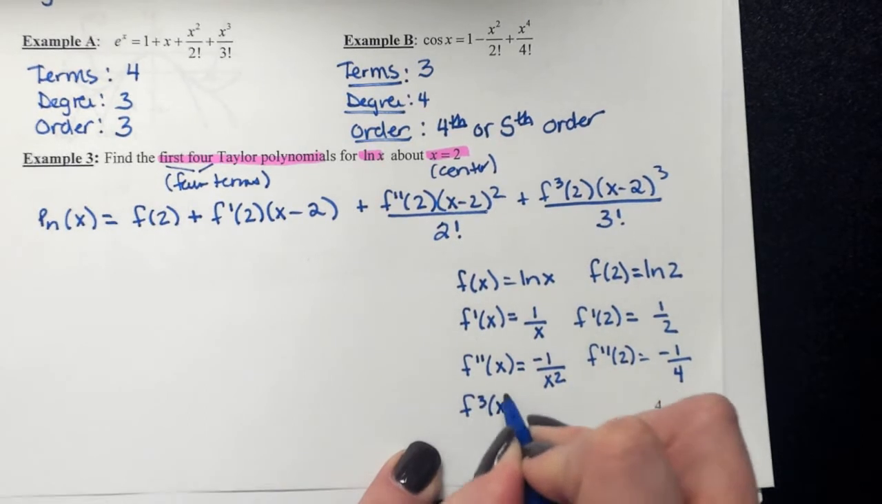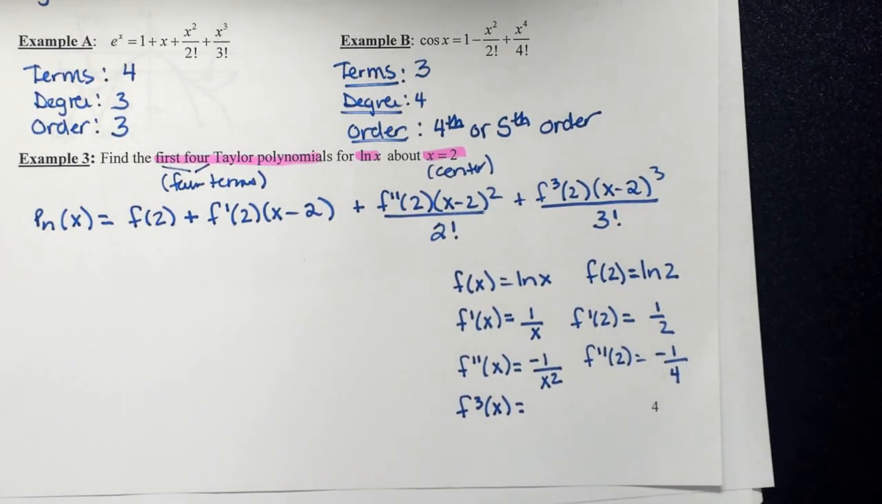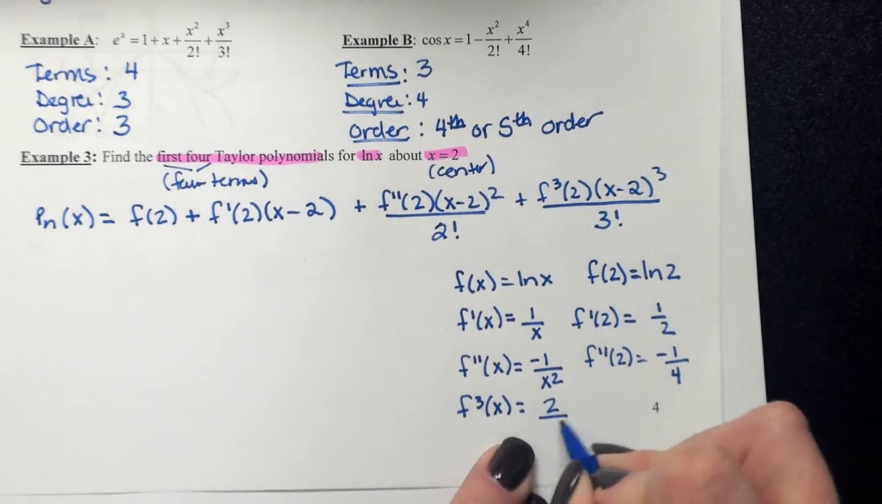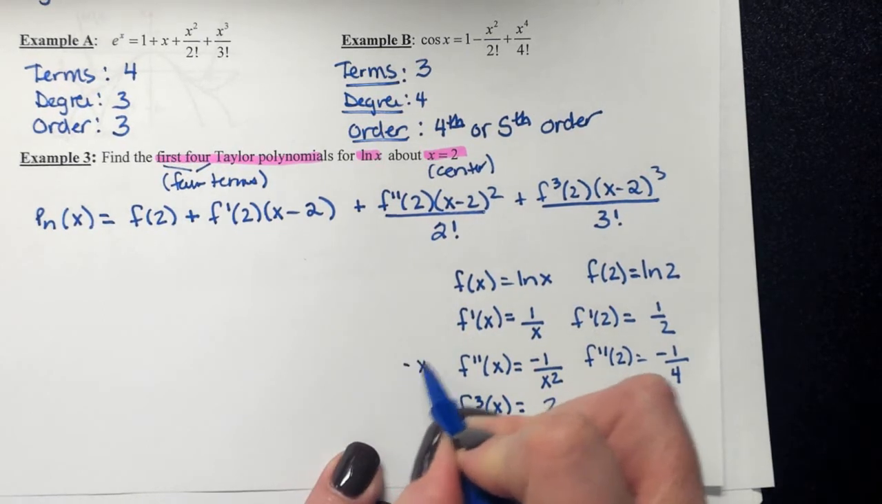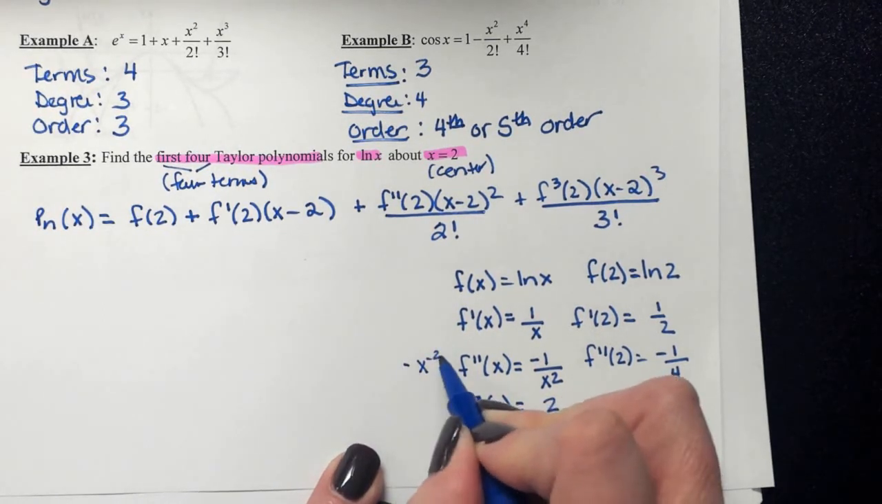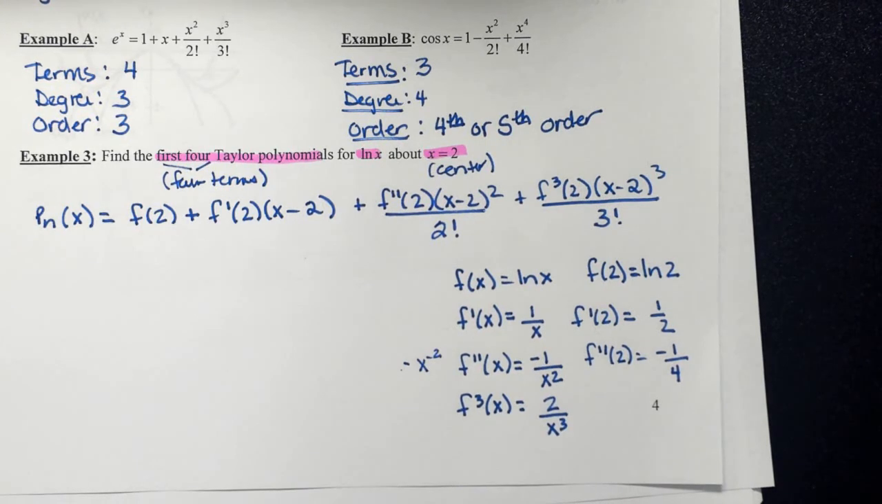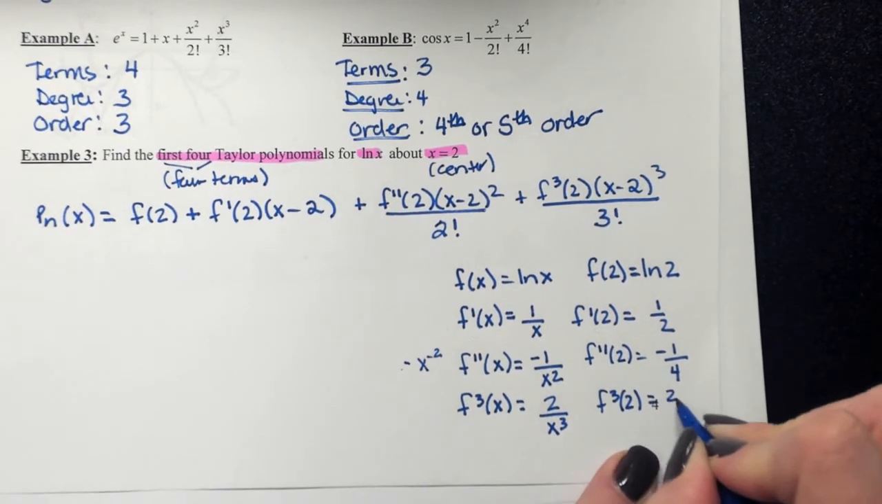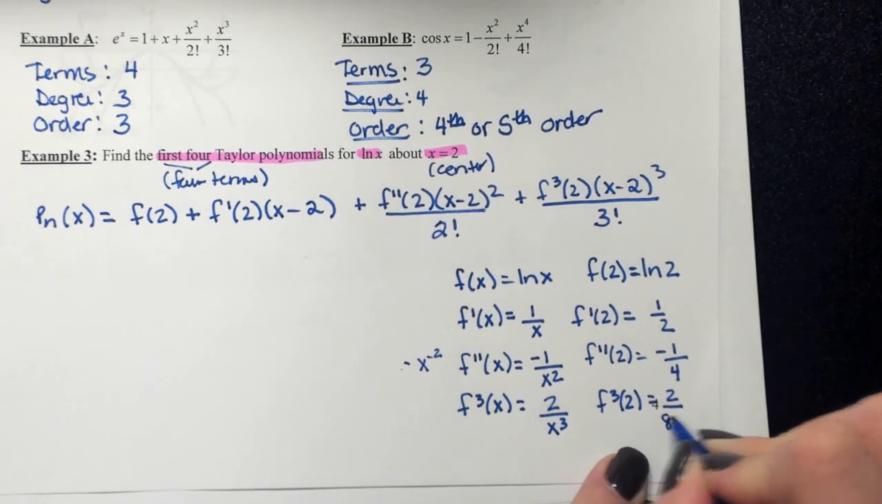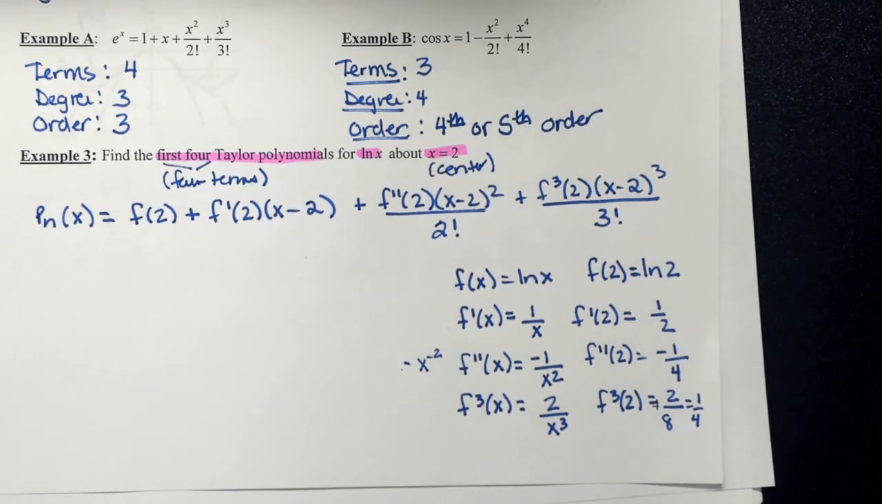The third derivative, watch your signs. What's the third derivative going to be? Is that numerator a 1 or is it going to be a 2? 2. So it's going to be 2 over x to the third. Because remember, I rewrite this as negative x to the negative second. So again, using your power rule, I'm going to bring that negative 2 and multiply it by negative 1. So then the third derivative at 2 is going to be what? 2 over 8, which will simplify to 1/4.